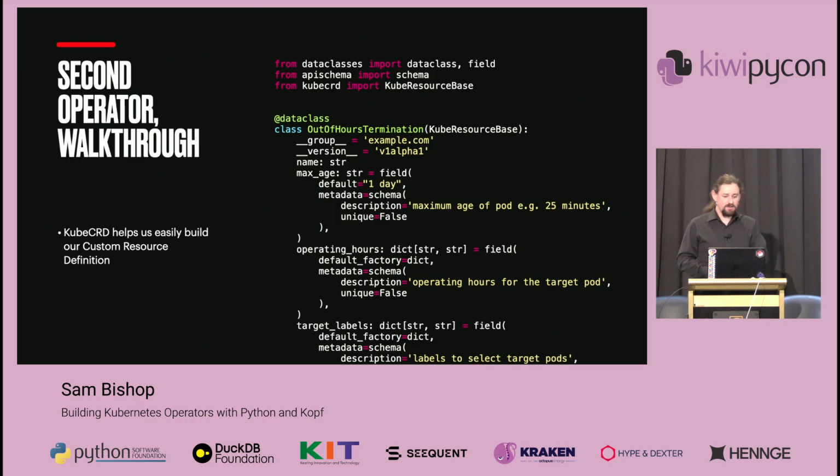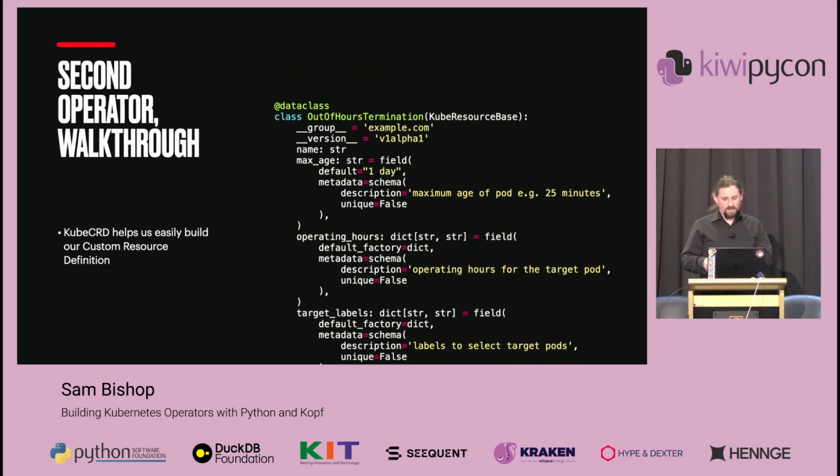Like I said earlier, the Cube CRD library makes these really easy. That's sort of the start there. I'm importing a data class because that works with data classes. It's a data class driven library. You make a data class off that base class and all the magic happens. So I'm just pulling in that schema library to define some API schema stuff, because Kubernetes resources are defined with OpenAPI schema validation, and that library takes care of that.